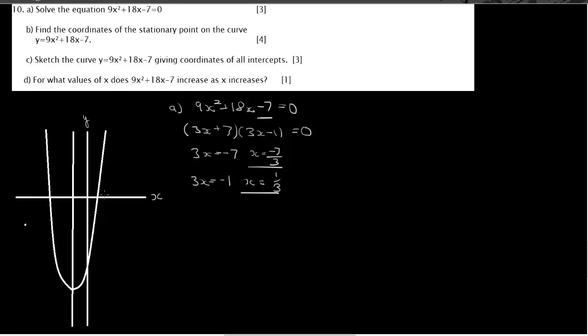So as we sketch our curve, we've got that intercept there. So B, sketching the curve, we've got that intercept 1 over 3, 0, and that one minus 7 over 3, 0.